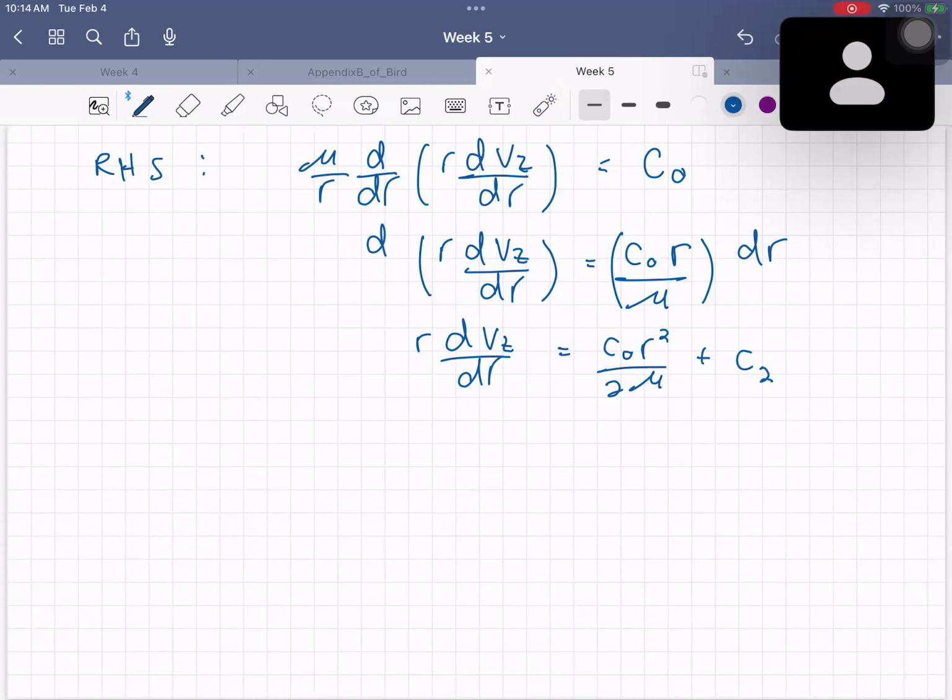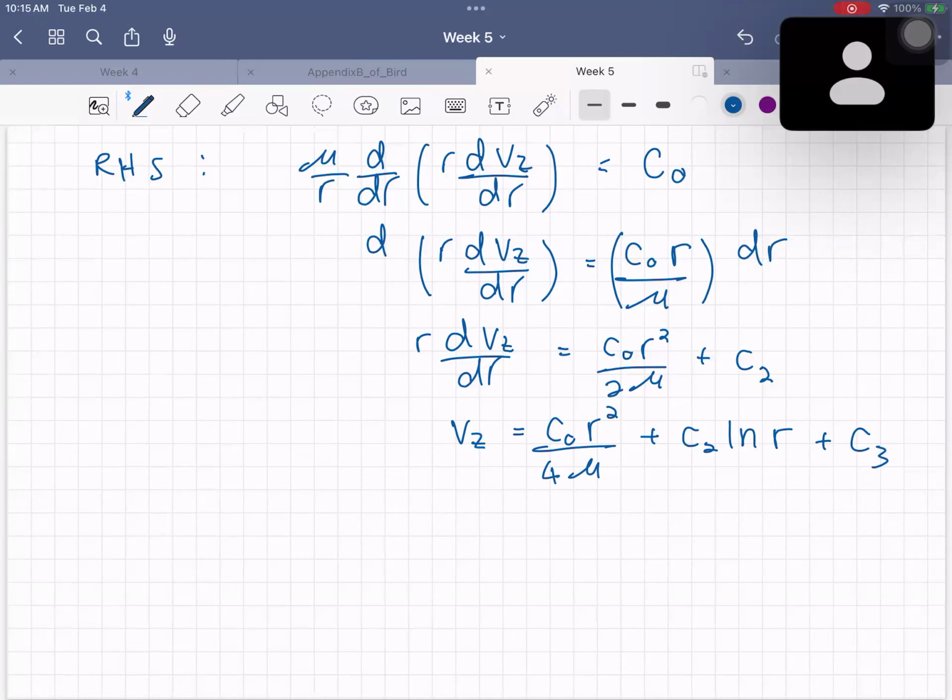Next exercise, I'm not going to write into details like this anymore, okay? This is all the integration that you're supposed to be able to do on your own. All right. One integration, another constant coming up. Do another integration. You get vz equals C0 r squared over 4 mu plus C2 log r plus C3. All right.